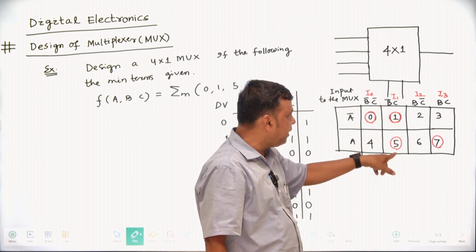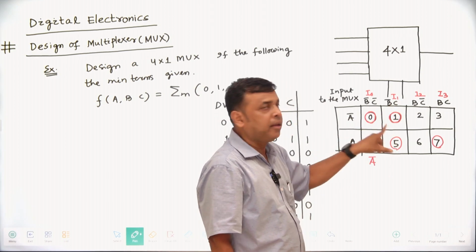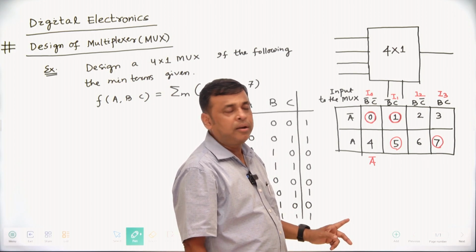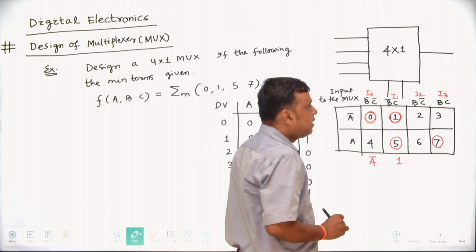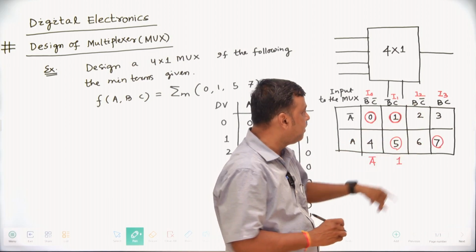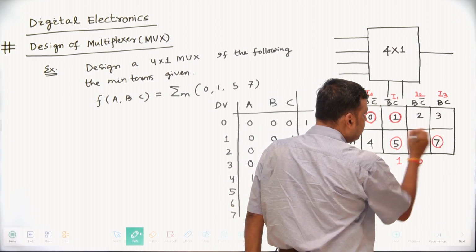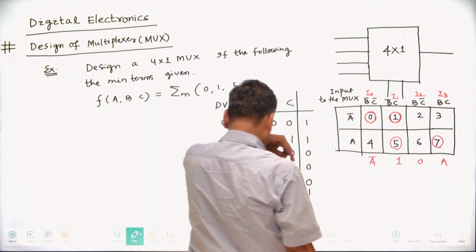Similarly, if there are 2 corresponding values, encircle them. A bar plus A, the value will be 1. In Boolean algebra, x plus x bar is 1. A bar plus A, that is 1. And this is nothing but 1. And in I2, none of the values is encircled, so that will be 0. Similarly, here there is 1 value, encircle it. This is nothing but A.